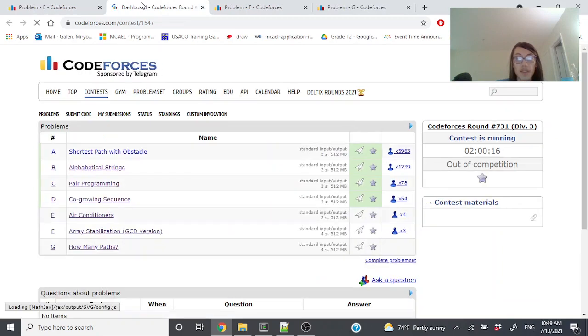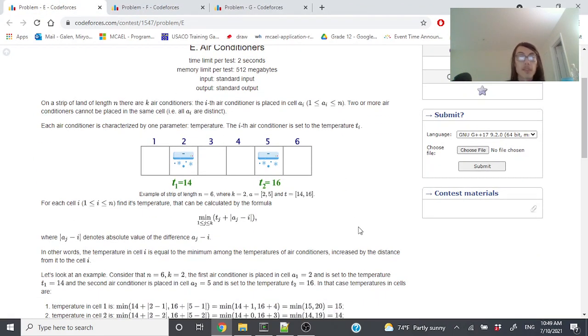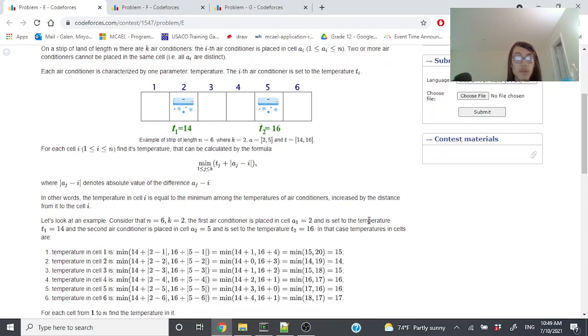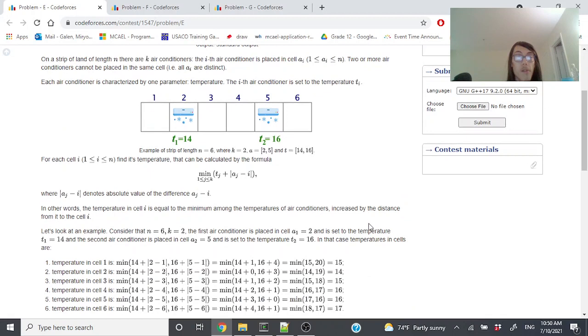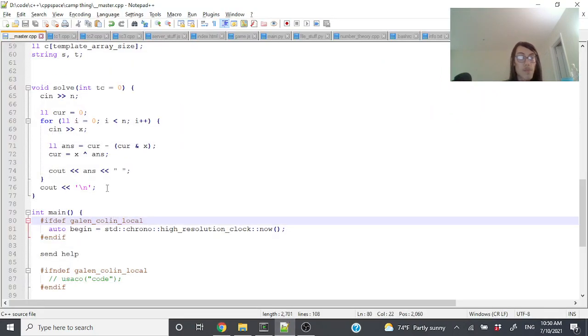Strip of length n, there are k air conditioners. Right, the air conditioner is placed in cell AI. Cool.